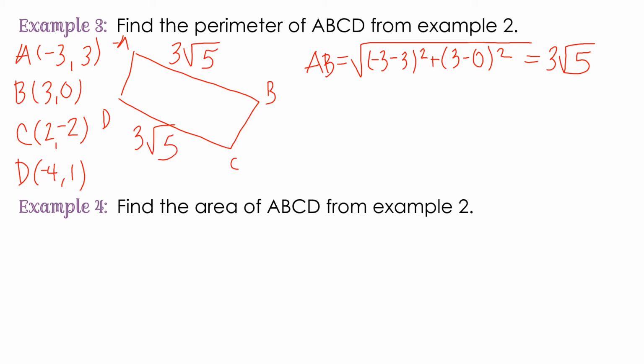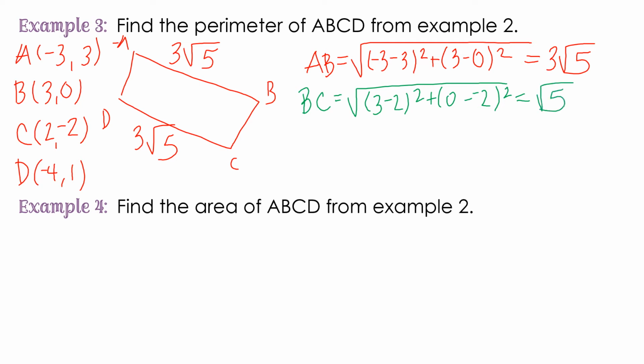Okay, now let's find the length of BC and AD. So BC would be 3 minus 2 squared plus 0 minus -2 squared. So 3 minus 2 is 1, 1 squared is 1, and then 0 minus -2 is 2, 2 squared is 4. 1 plus 4 is 5, so that's just the square root of 5. So BC is the square root of 5, and AD is the square root of 5.